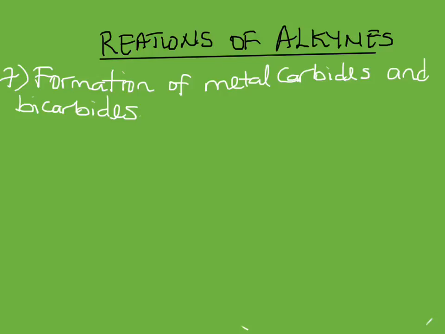When a terminal alkyne is put in a test tube with ammoniacal copper 1 chloride or ammoniacal silver nitrate, and this is heated, a reddish brown precipitate of copper 1 dicarbide or a white precipitate of silver 1 dicarbide is formed. Where one hydrogen atom is replaced, a carbide is formed. Where two hydrogen atoms are replaced, a dicarbide is formed. The reaction is carried out by dissolving the silver 1 or copper 1 salts in aqueous ammoniacal solutions.